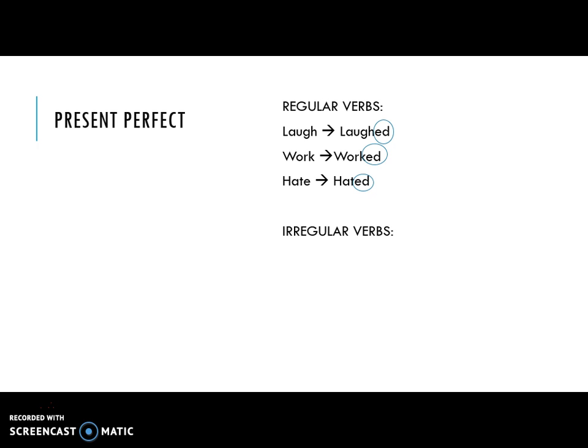Alright, present perfect also has regular verbs with ed endings, right? Like laugh, laughed, work, worked, and hate, hated. Pretty simple. Then we have the irregular verbs. We have to memorize them. See, seen. Come, come. Do, done. Be, been. Alright, in present perfect, the auxiliary verb is have or has.